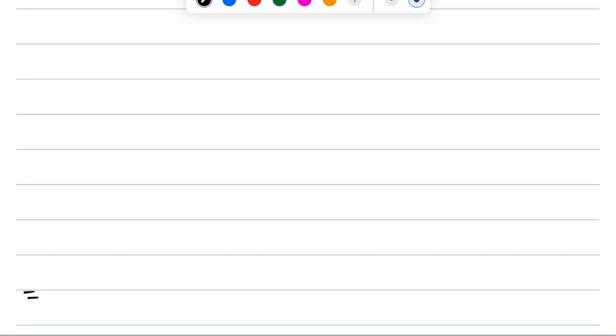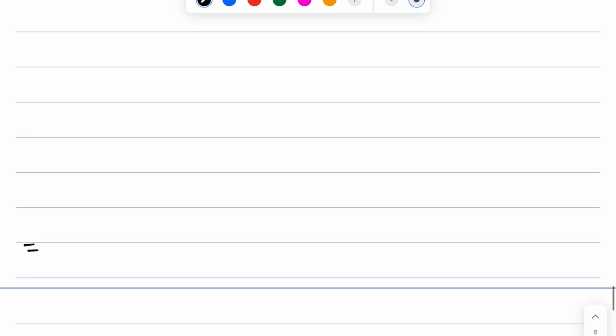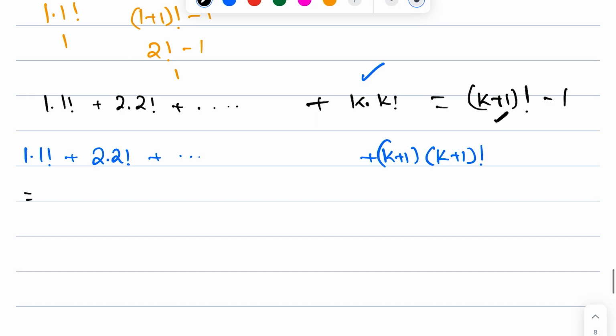Plug in k plus 1 in the right hand side. So what does it become? K plus 1 factorial minus 1. So it has to be proved as k plus 2 factorial minus 1. Now what should I do? We shall do it very slowly.